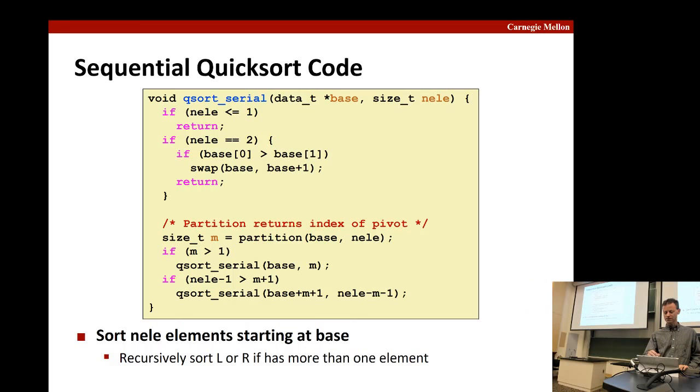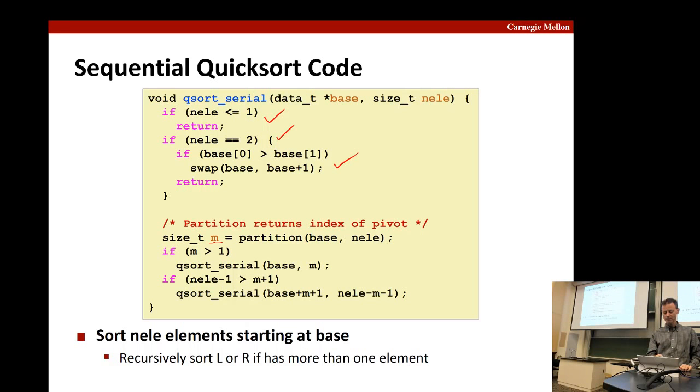Okay, so first, this is just the serial code. If the number of elements we're trying to sort is at most 1, there's nothing to be done. If it's exactly 2, then if they're out of order, you swap them. Otherwise, you partition it and return M, which is the position in this list of where the partition falls. So if M is 1, that means you picked a very unlucky partition. Everything in that part of the array is bigger than the pivot, and so there was nothing to be done.